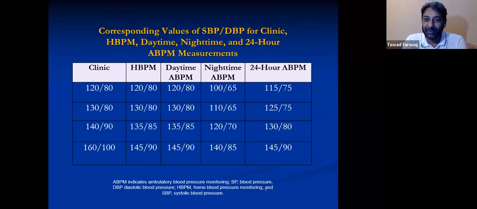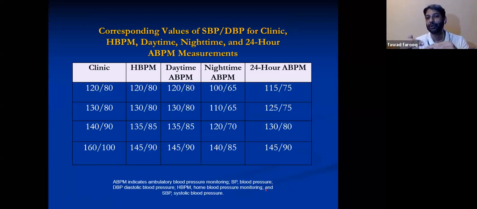And that's why they have made different limits for different situations. You see, if your clinic blood pressure is 120/80, it is equal to 165 of your nighttime blood pressure and 115/75 of your ambulatory blood pressure. But this is making things complex. So I am skipping, just giving you an idea of what level of blood pressure relates to what in terms of different situations.